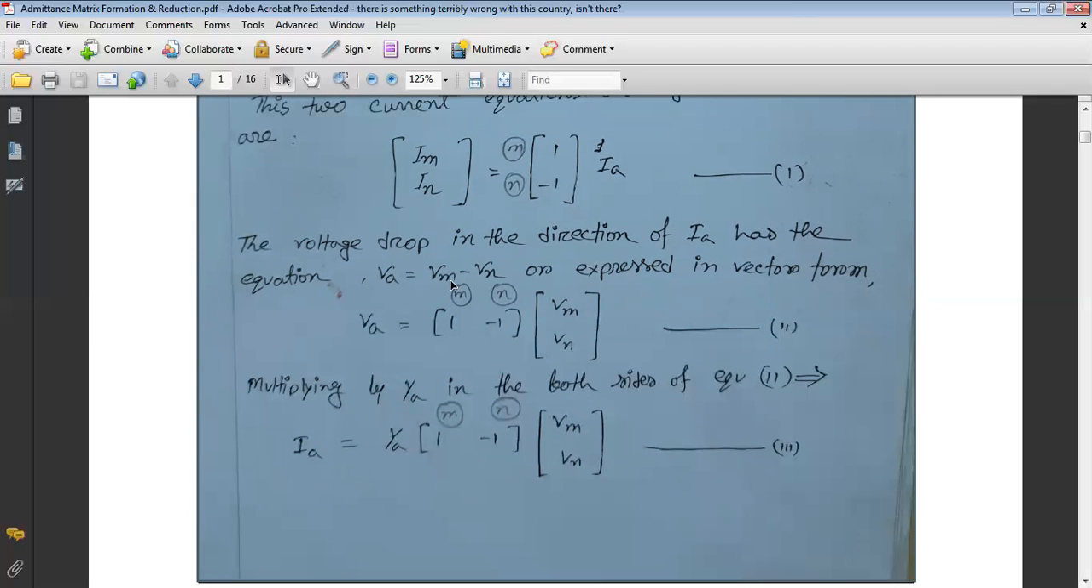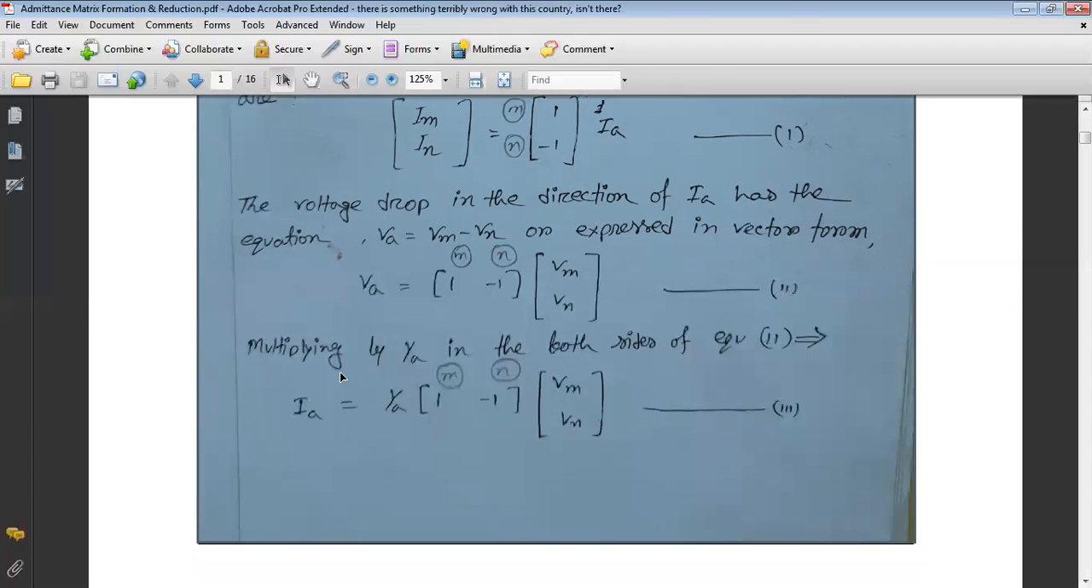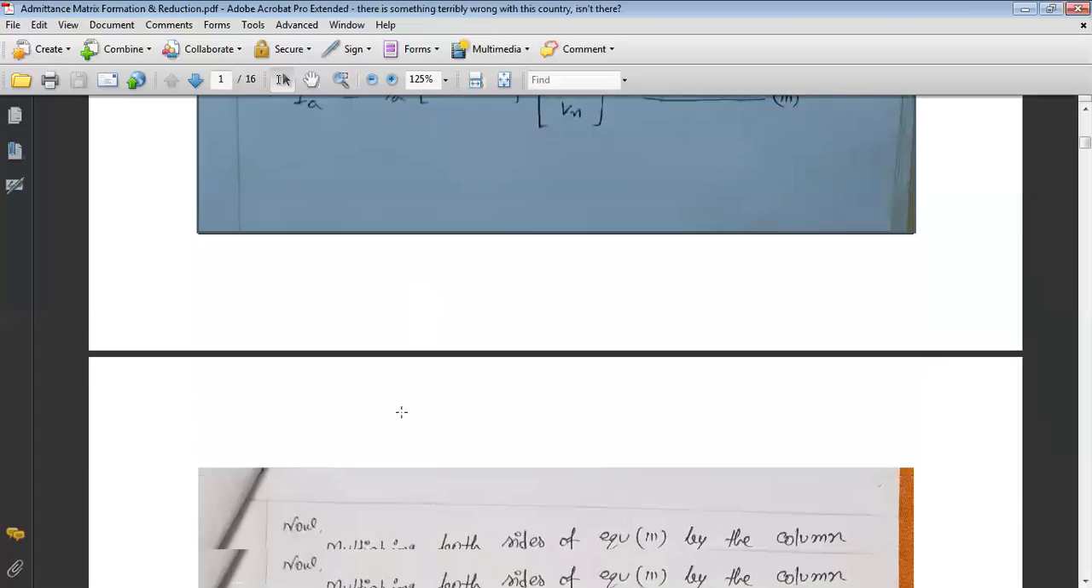Because this is a single equation, if we multiply Ya by both sides of equation 2, then from the voltage equation we can find the current equation, because voltage into admittance means current. So if we multiply Ya on both sides of equation 2, we will get the equation of Ia, because Va into Ya means Ia. So on the left side there should be the current equation Ia, and that is the admittance Ya, from equation 3.